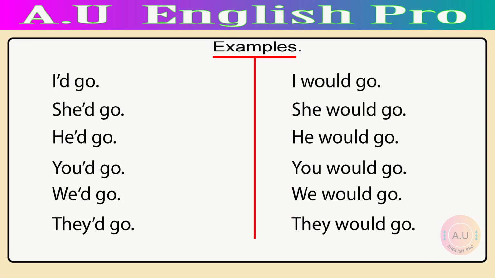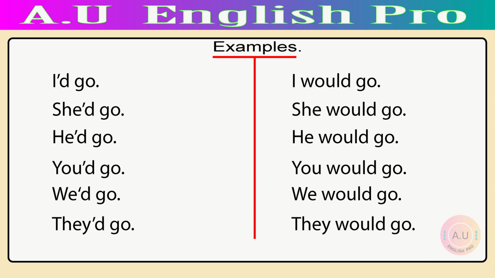So according to the use of would, whenever we are going to use the first form of the verb, you can easily understand that the full form of this contraction is like I would, not I had. Our another example is she'd go. As you know, here we are using the first form of the verb, and according to the use of would, the full form of this contraction is like she would.